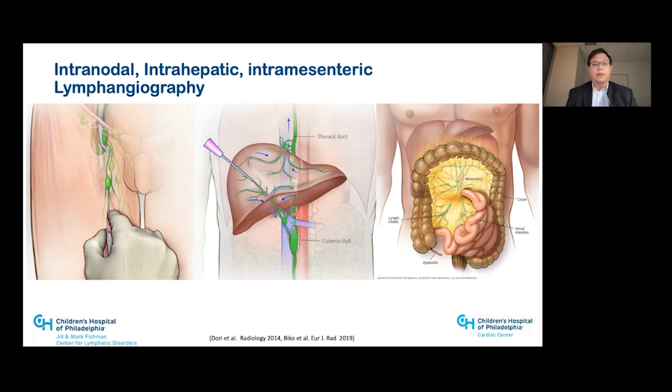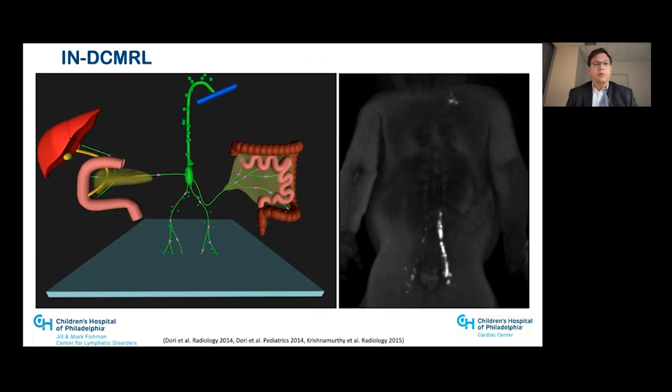To give you an idea of what this looks like, this is a typical normal intranodal injection where we can see the lower portion of the lymphatics from the legs as they start out in the inguinal region, go up the retroperitoneal lymphatics, and ultimately again opacify the central thoracic duct that courses up towards that left venous angle.